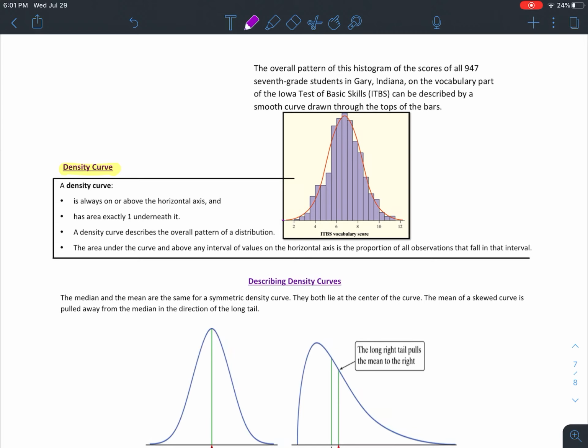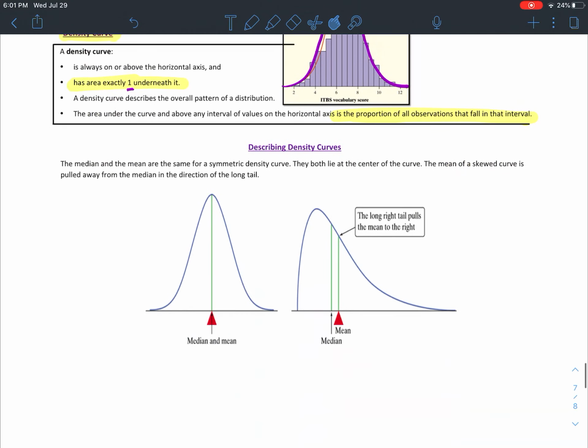Density curves are typically when we draw a curve over top of our distribution, dot plot, or histogram. The most important aspect you want to keep in mind with this is that the area underneath that curve is always 1, meaning 100% of the data is supposed to be located underneath there. It's also referred to as the proportion of all the observations that are supposed to fall in that interval.